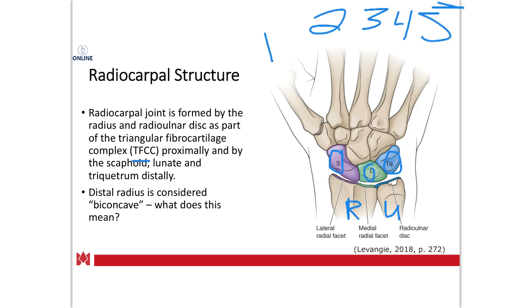Now there's also this other structure, which we're going to spend a little bit of time on, called the TFCC, and that's going to be right in there, but I'll show you some more pictures of that on the next slide. The question here is, distal radius is considered to be biconcave. So what does that mean to be biconcave?